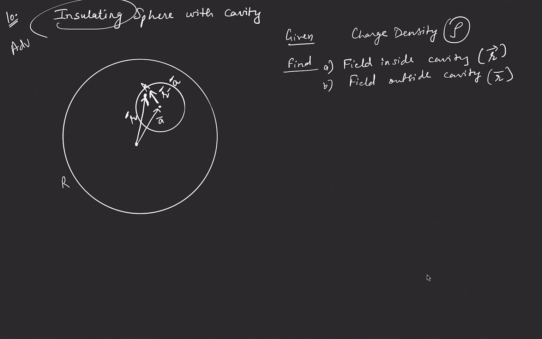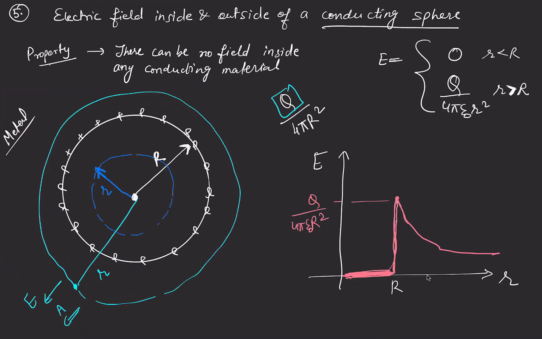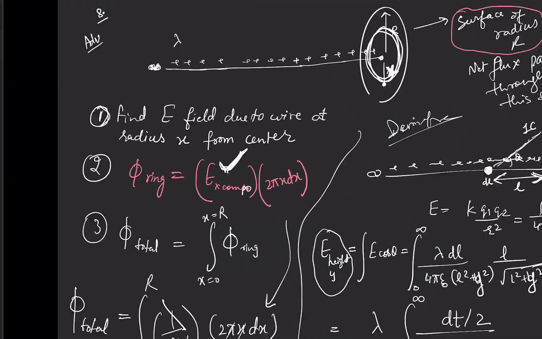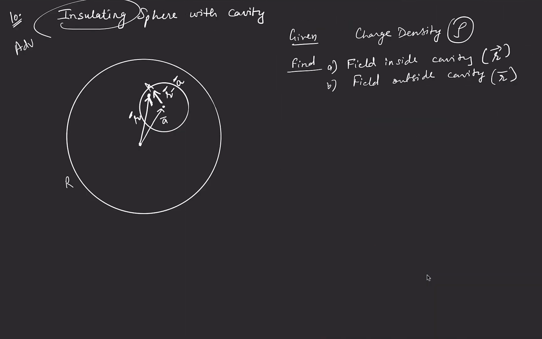So inside an insulating sphere, the formula is rho R by 3 epsilon naught. This formula can be simply converted into vector form as rho r vector by 3 epsilon naught, because the magnitude would be rho r by 3 epsilon naught and the direction would be radially outwards. So basically in vector notation, this is the field.